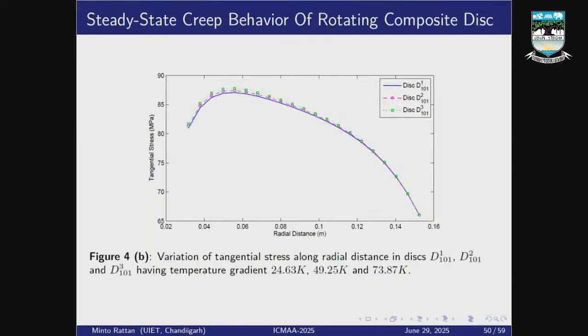The graph shows that the tangential stress attains values 81.69 megapascal, 81.32 megapascal and 80.94 megapascal at the inner radius respectively, then increases and attains maximum value of 87.75 megapascal, 87.40 megapascal and 86.71 megapascal at radial distance of 0.0559 meters for disk 3, disk 2 and disk 1 respectively, and again decreases to 66.05 megapascal as one approaches outer limits.